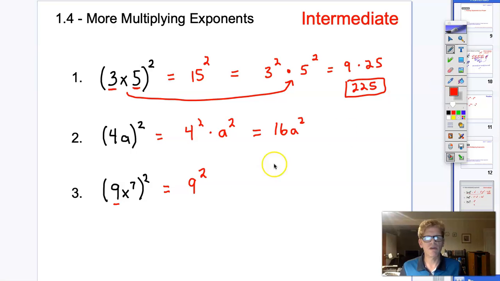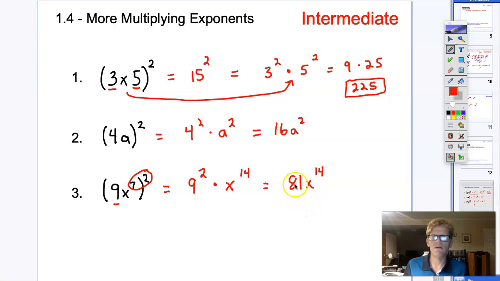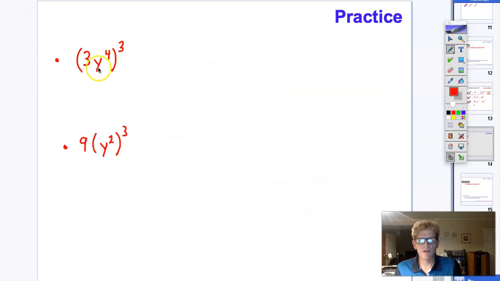And then you're going to take x to the 7th power and raise it to the second. Well, that's going to allow us to multiply these two exponents together. And that's going to give us 9 to the second times x to the 14th. And then when I put those together, 9 to the second is 81x to the 14th. No big deal. Practice problems.